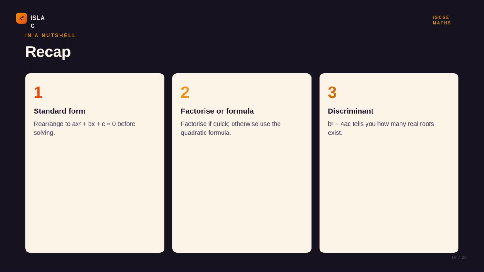Let's recap the whole lesson in 3 points. 1. Get the equation into standard form, ax squared plus bx plus c equals 0. 2. Solve it, factorize if it's quick, otherwise use the quadratic formula. 3. The discriminant, b squared minus 4ac, tells you how many real roots to expect. Master those 3 and you can handle any quadratic on the paper.